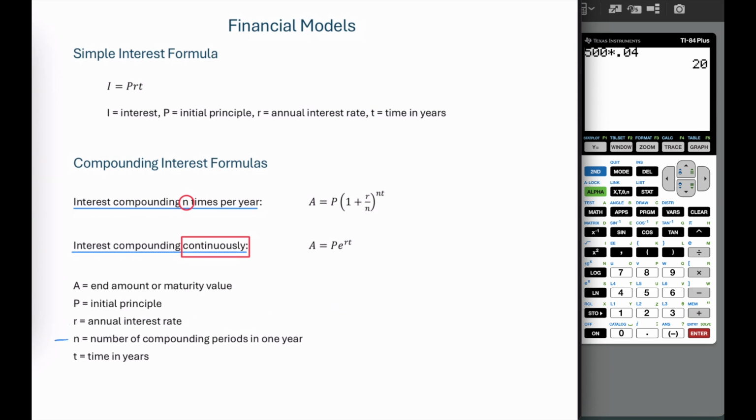The value N only shows up in this first formula. It represents the number of compounding periods in 1 year. So if the account compounds monthly, N would be 12, which means there are 12 compounding periods in that 1 year. If the account compounds interest quarterly, then N would be 4 because there are 4 compounding periods in 1 year. And then T is going to represent the amount of time in years.